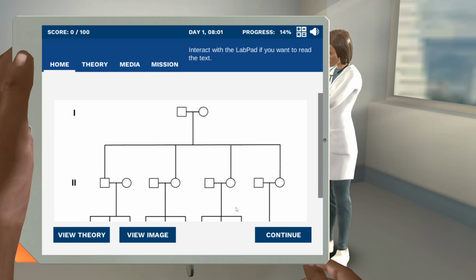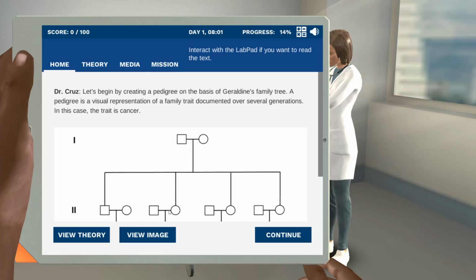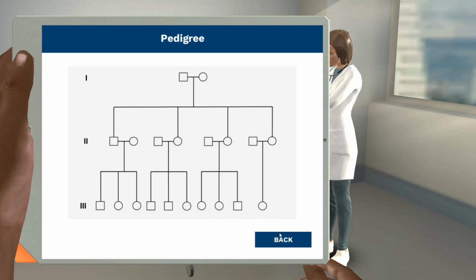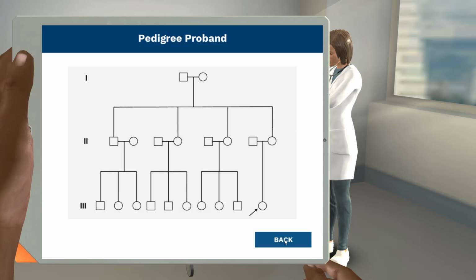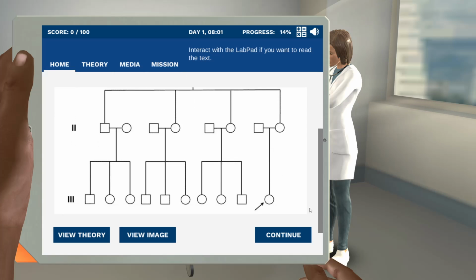Let's begin by creating a pedigree on the basis of Geraldine's family tree. A pedigree is a visual representation of a family trait documented over several generations. In this case, the trait is cancer. Because Geraldine is the individual that seeks medical attention regarding this trait, she is the proband.